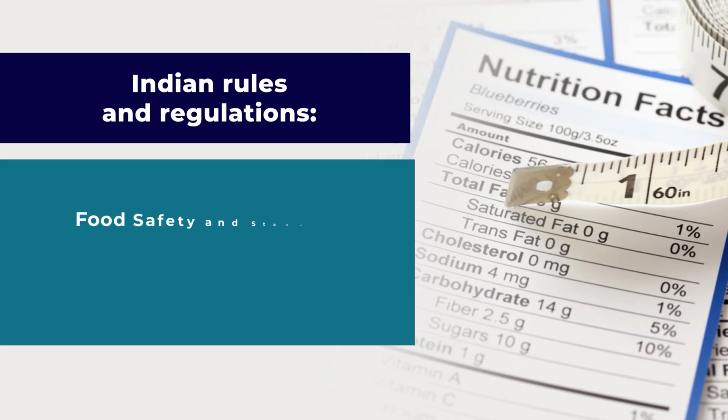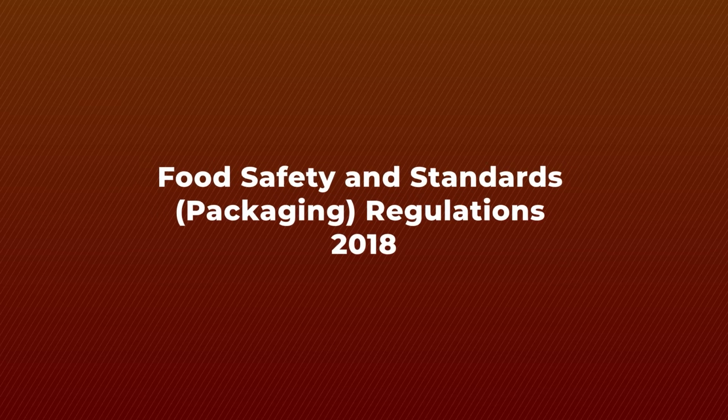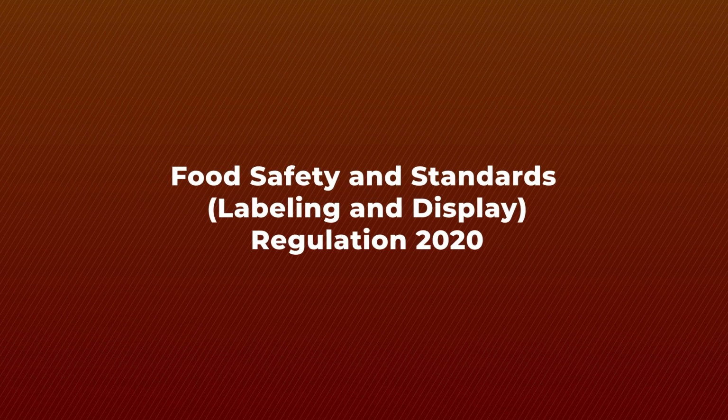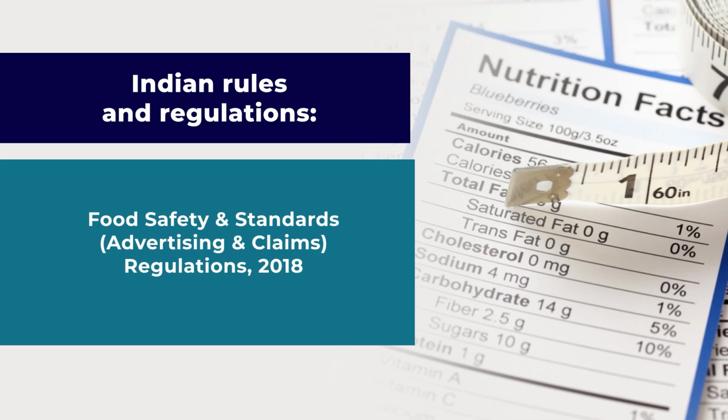So, we have the Food Safety and Standards Packaging Regulation 2018. Earlier, we had the Food Packaging and Labeling Regulation together, which was formulated in 2011. Then the packaging and labeling components were separated in the regulation. So, now we have the Food Safety and Standards Packaging Regulation, which came in 2018. Then came the Food Safety and Standards Labeling and Display Regulation, which came in 2020. We also have another regulation which is a little bit related to labeling, the Food Safety and Standards Advertising and Claims Regulation, which came in 2018.